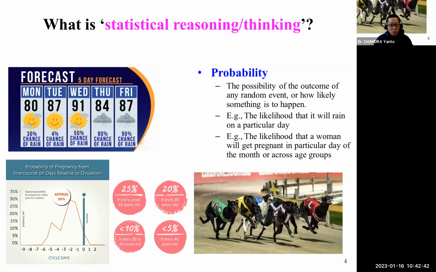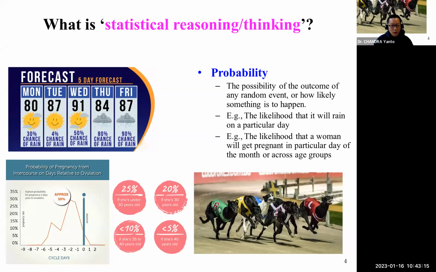Or if you are a woman or a couple trying to have a baby, and you want to know on what particular day it's good to have sexual intercourse with your partner, there's a particular chance or probability of getting pregnant. So you can talk to your doctor. The doctor can give you this, but the doctor will not give you 100% assurance that if you have sexual intercourse at a particular time, on a particular date, you will be guaranteed to be pregnant.